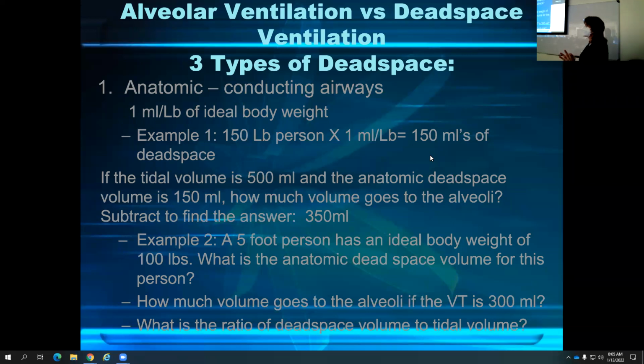So what if the person's ideal body weight is 100 pounds? How much volume is in their conducting airways? 100 mLs. So every 1 pound of ideal body weight, 1 ml of anatomic dead space.